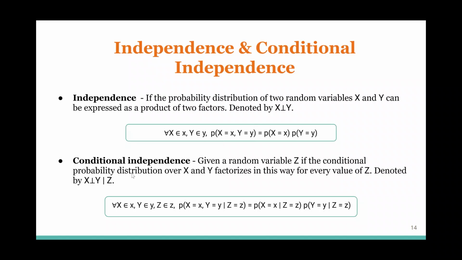And in the same way, we have conditional independence, where given another random variable z, the distributions of x and y are conditionally independent. So the formula comes down to this, where they are still expressed as products of the two factors, but they are conditioned on the occurrence of the distribution of z. That's the difference. And it's denoted by the independence symbol, conditioned on the z term.